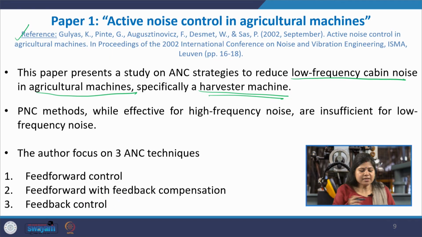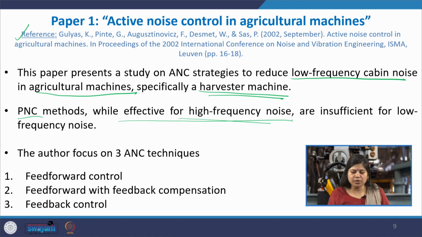Because the PNC methods are only effective in the high frequency zone, they were found to be inefficient to reduce the harvester machine noise. So, the ANC strategy was adopted. The authors have seen how 3 different types of ANC strategies work for this particular case study. First they used the feed forward control, then the feed forward with feedback compensation, and then the feedback control.